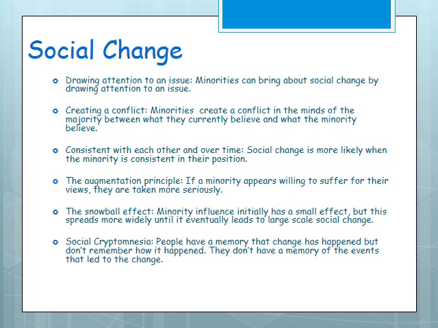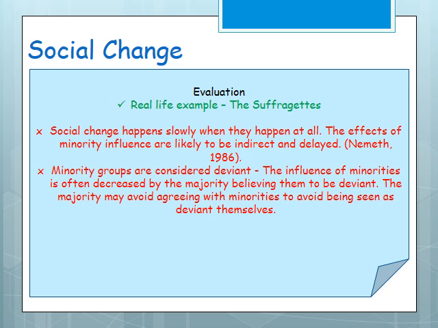The snowball effect, this is when it gradually stops being the minority and starts to become a majority. So more and more people start taking on this view. Social cryptomnesia, this is when people have the memory that social change has happened, but they don't remember the events that led to the change. So we've got a real life example, the suffragettes. Refer to these to show that they met the criteria.